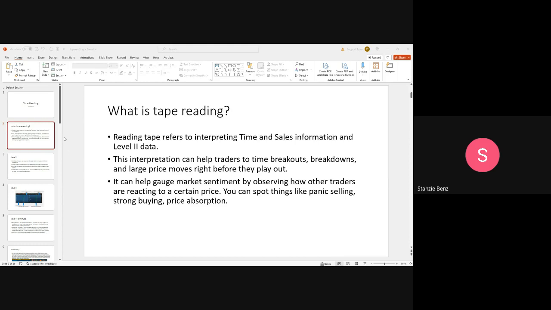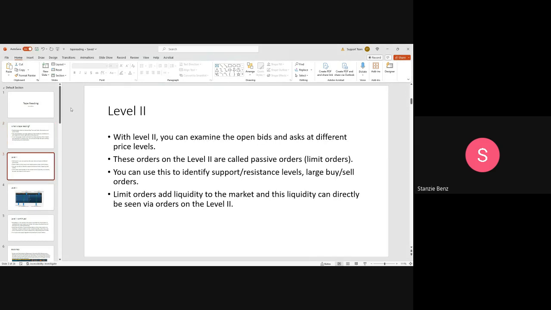Okay, that was a quick summary of what I'd already said. So moving on, level 2. This is the first aspect of reading tape that you need to understand. With level 2, you can examine open bids and asks at different price levels. These orders on level 2 are called passive orders, or more commonly known as limit orders. They're not filled, they're just sitting on the book waiting to be filled by market orders. So you can use this to identify support and resistance levels. Large buy and sell orders are what you look for on the book.